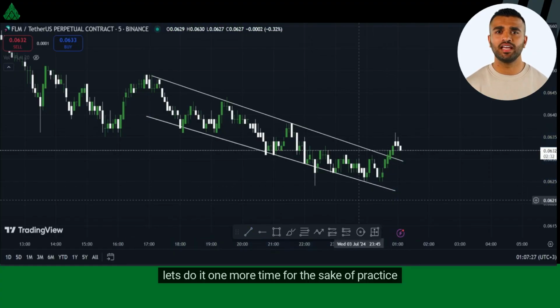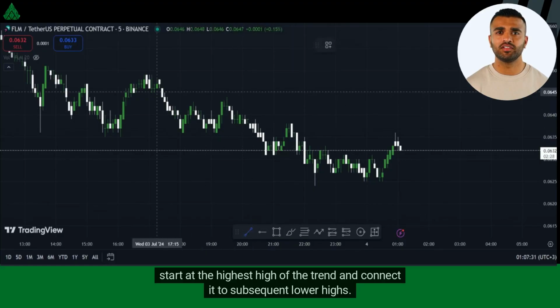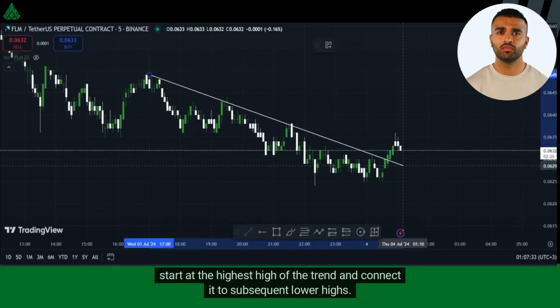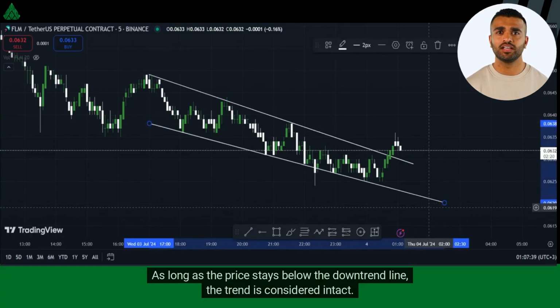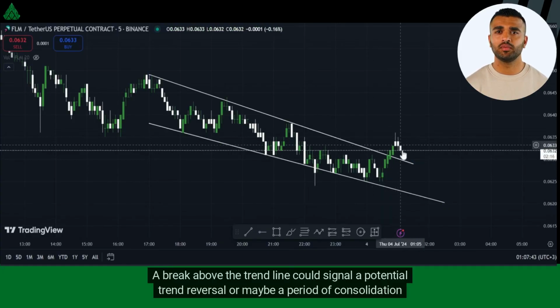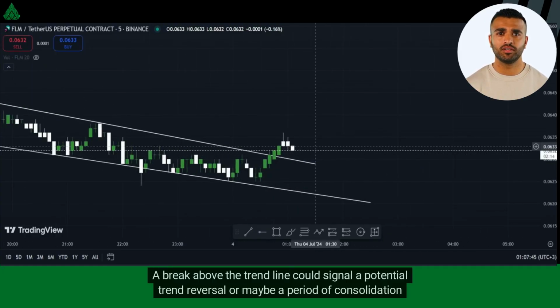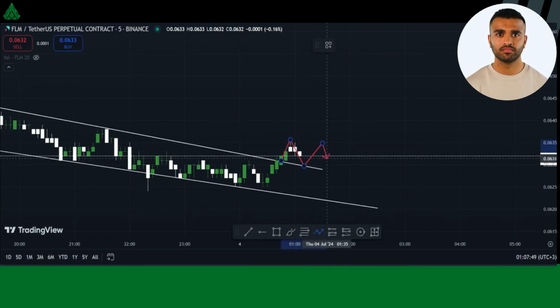Let's do it one more time for the sake of practice. Start at the highest high of the trend and connect it to subsequent lower highs. Extend the line to the right to project future resistance levels. As long as the price stays below the downtrend line, the trend is considered intact. A break above the trend line could signal a potential trend reversal, or maybe a period of consolidation like this.